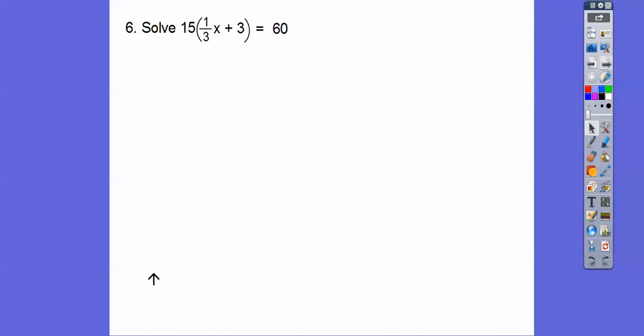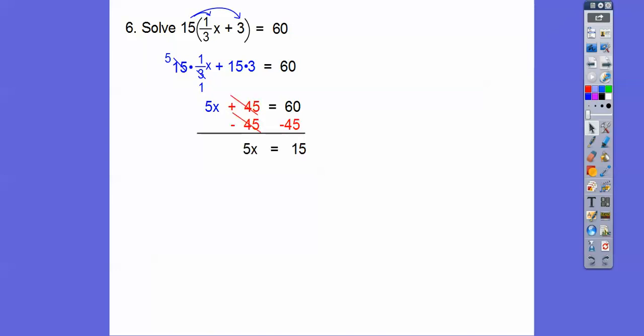So here, you guys, there's a couple ways to do this. I don't want to confuse you too much. I think the easiest way, and the way most people are going to do, is do 15 times this, 15 times this. It's called the distributive property. We just put that 15 through. And then 3 goes into 15 5 times, and so 5x plus 45 equals 60. So we'll subtract 45 from both sides, and we get 15. 5x equals 15, so x must be 3 on that one, okay?